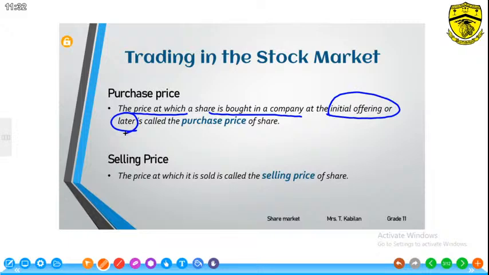For example, when you buy a share from a certain company, the company marks a certain amount for a share to investors, right? That marketed price is called the purchase price. What do you mean by selling price? Selling price is the price at which a share is sold. When the share you bought from a company is sold at the market price, that price is called the selling price of a share, right?